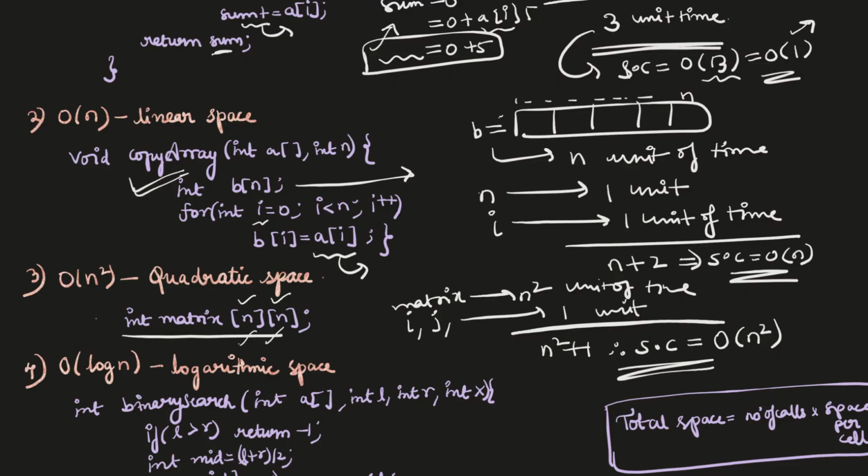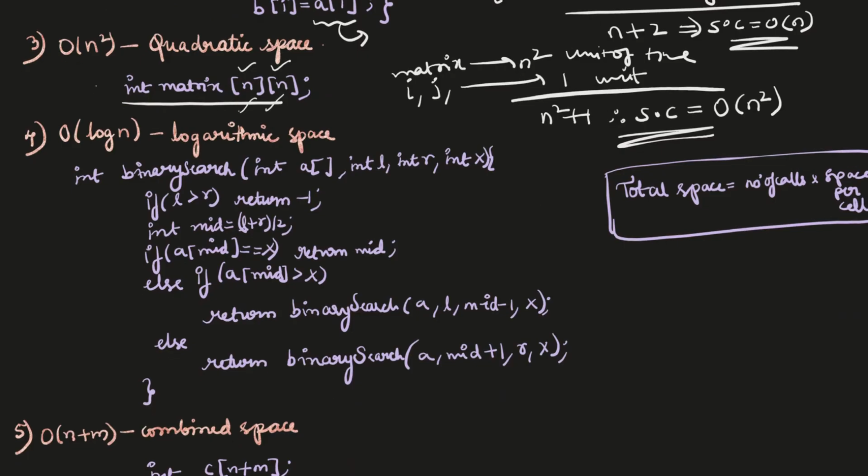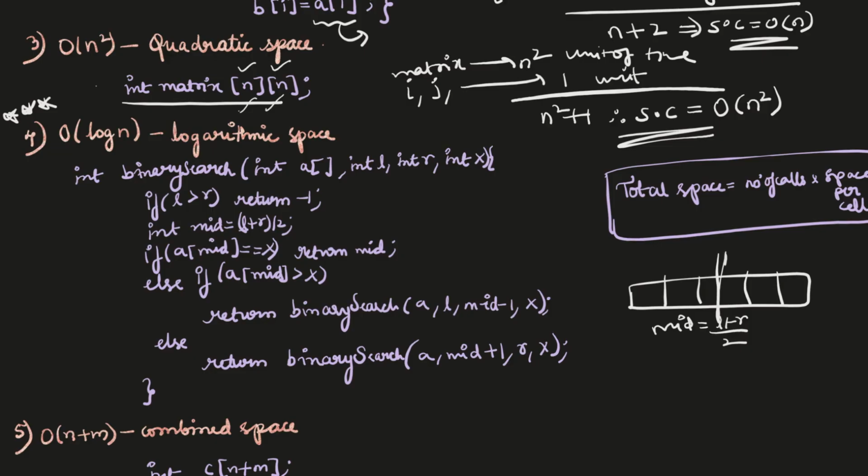Now coming to the next form, that is order of log n. It's a logarithmic space. So this is very important actually. You need to understand its logic. When you come to binary search, what you do, suppose this is an array. Then you split the array into two parts by using the mid formula. Mid is nothing but (L plus R) by 2. So using this, you split the array each time by n by 2.